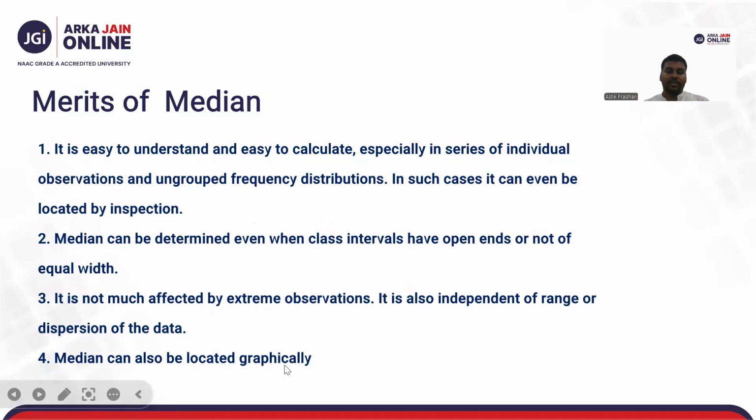So this is one of the merits of median. Next, it is not much affected by extreme observations. So even if the observations are extreme, it is not going to be affected, because we can easily find the median value by inspection. It is also independent of range or dispersion of the data. So it is easy to find. It is not affected by the extreme observations. Now, median can also be located graphically. This is one of the major advantages which was not there in the case of other measures. But here you can graphically locate the median value.